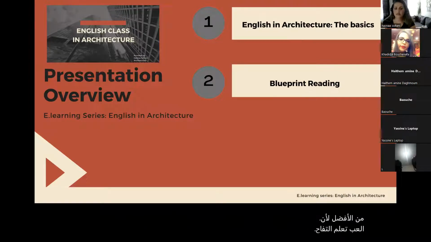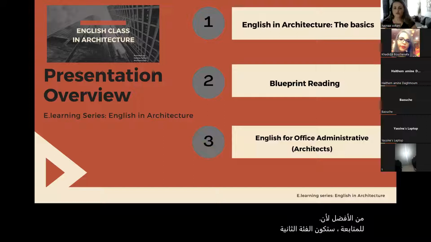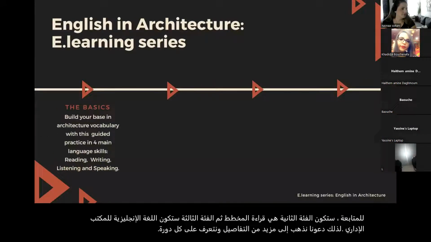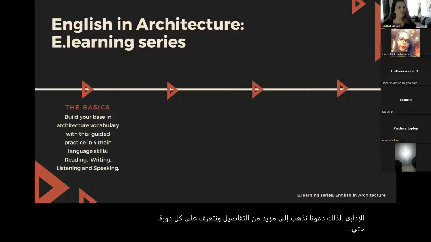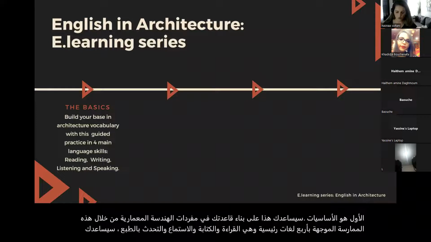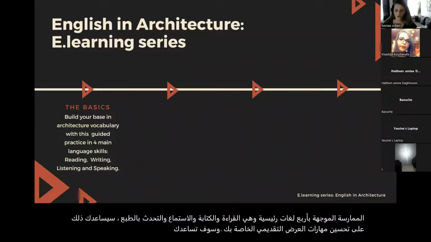To continue, the second class will be blueprint reading, and then the third class will be English for Office Administrative. So let's go into more details and learn about each course. The first one is the basics. This will help you build your base in architecture vocabulary with guided practice in 4 main languages, which are reading, writing, listening, and speaking. Of course, it will help you improve your presentation skills. It will help you also strengthen your communication skills to enhance your presence in various situations.